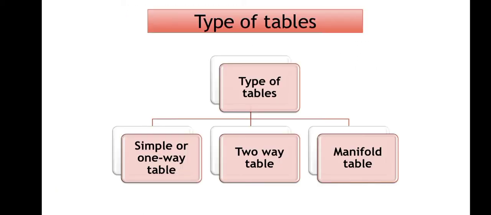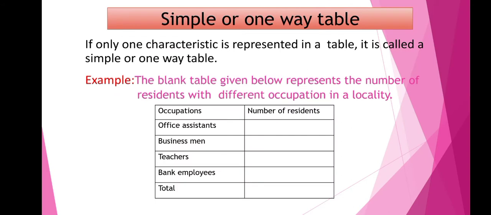Next we have types of table. One is simple or one-way table, the second one is two-way table, and the third one is manifold table. Simple or one-way table: if only one characteristic is represented in a table, it is called a simple or one-way table. For example, the blank table given below represents the number of residents with different occupations in a locality. So here you can see only one characteristic is given, hence it is called a simple table or one-way table.